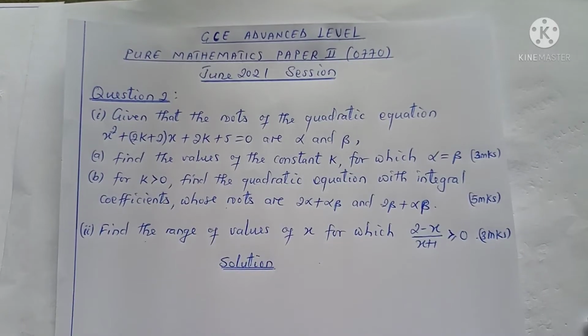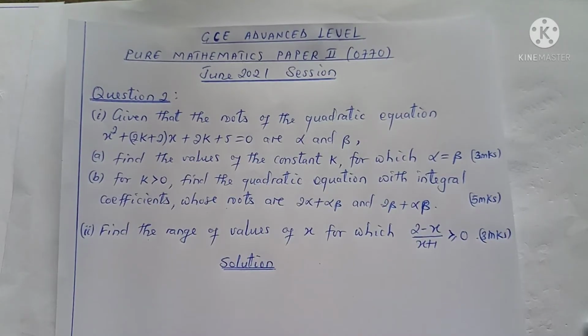It reads, given that the roots of the quadratic equation x squared plus (2k plus 2) times x plus 2k plus 5 equal to 0 are alpha and beta. A. Find the values of the constant k for which alpha is equal to beta. B. For k greater than 0, find the quadratic equation with integral coefficients whose roots are 2 alpha plus alpha beta and 2 beta plus alpha beta.